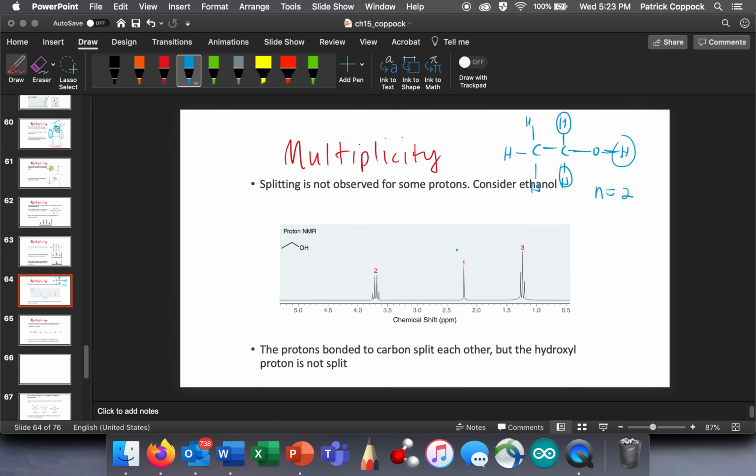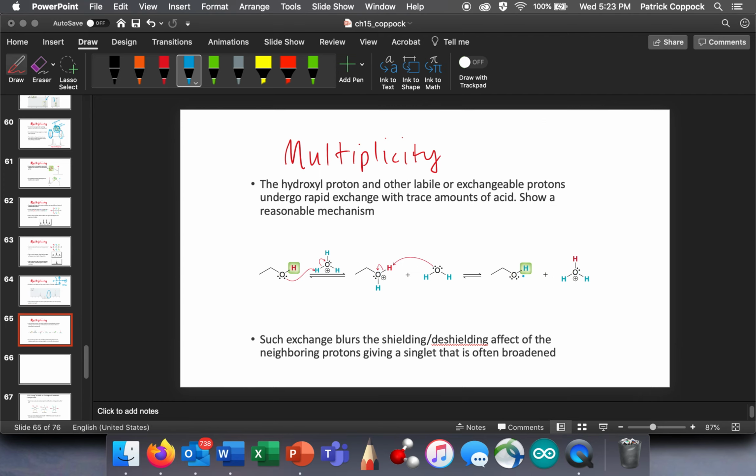Well, it turns out that oftentimes with ethanol, we don't see splitting at all. And that's because, well, I'll show you in the next slide. But I think the important point is alcohols oftentimes don't have splitting. The protons bonded to carbon, they split each other, but the hydroxyl proton is not split in alcohols oftentimes, and here's the reason why.